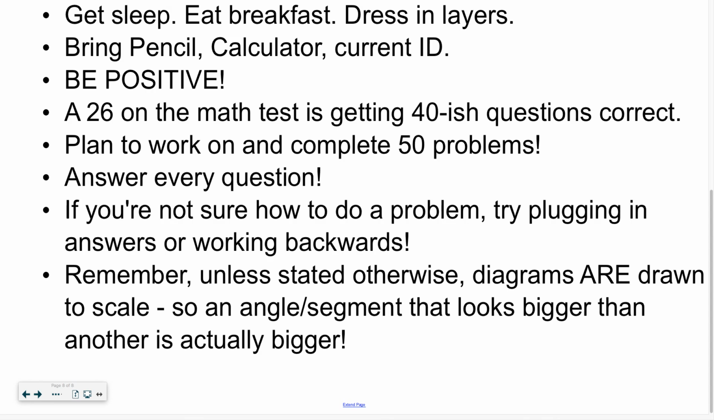Area of a rectangle, base times height. Area of a triangle, 1/2 base times height. Area of a circle, pi r squared. SOHCAHTOA. You're ready.